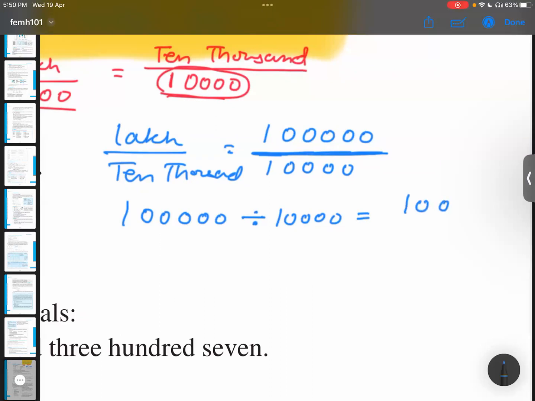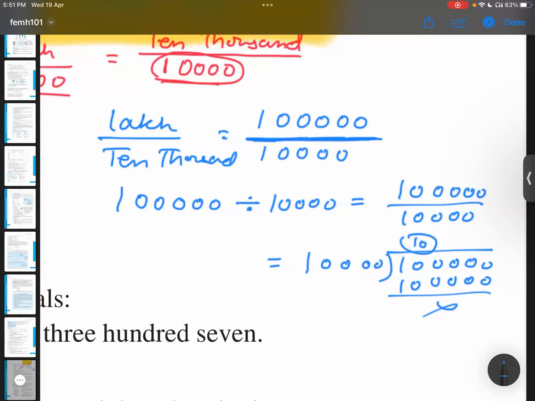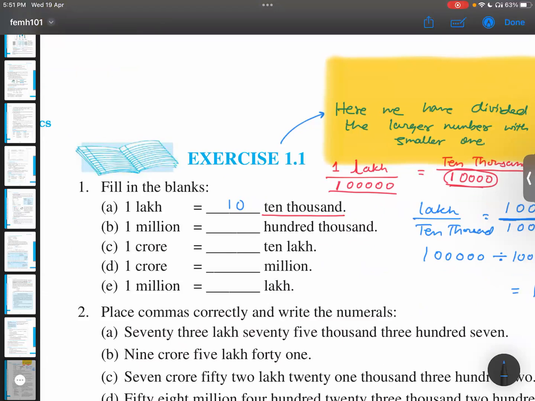So here I have simply written it like this. That I know. For fractions and all, we use that. Exactly. And when you divide this, your answer is going to be 10. That's how you divide it, right? So your answer is 10. So 1 lakh is equal to 10,000 tens. Got it? No, I don't get that.